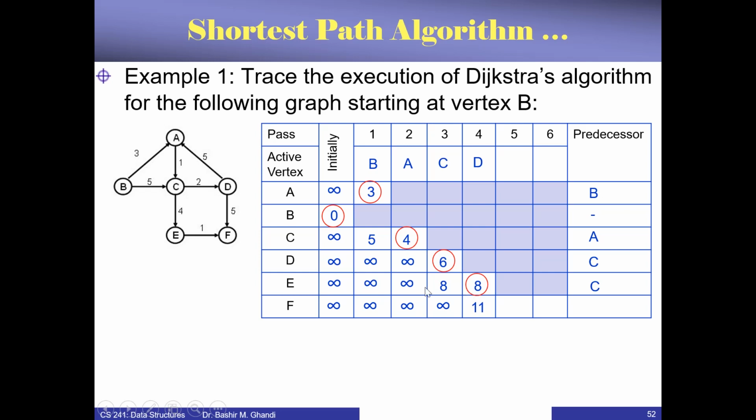To start the next iteration, we make E our next active vertex, and we position ourselves there and ask from E where can we reach. We can reach F. What was the cost of E? The cost we finalized for E was 8. Now if you add 1 to that to reach F, we're going to get 9. Is 9 better than the current value? Obviously yes. So we're going to accept the new value. So that brings us to the end of iteration number 5.